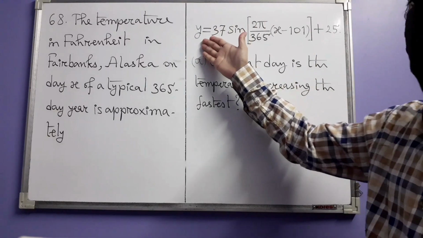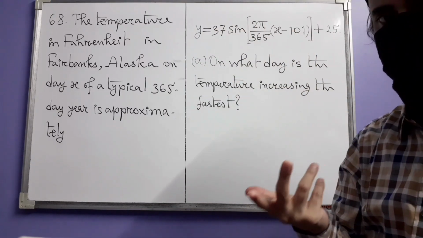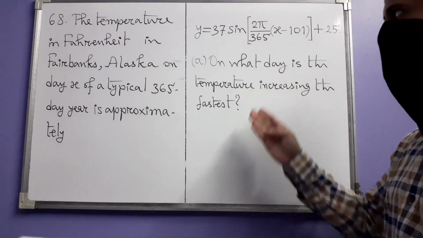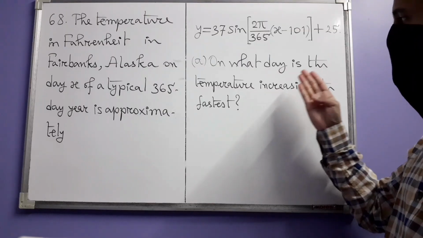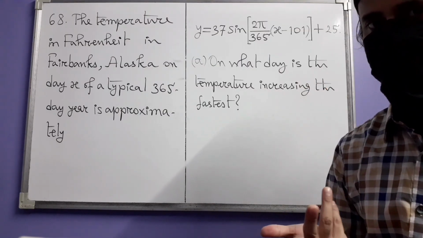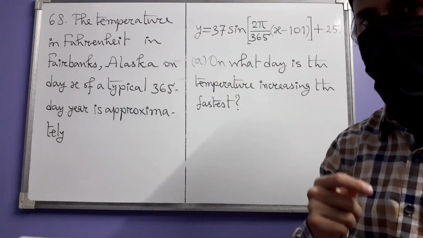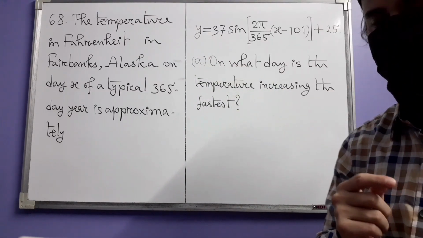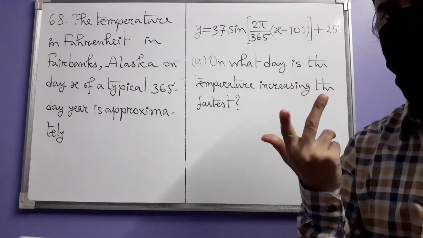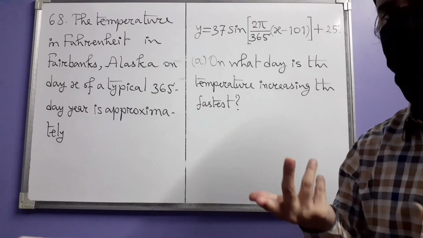So y is the temperature in degrees Fahrenheit and x is the day of a typical 365 day year. There are two parts to this problem. This is part A. On what day is the temperature increasing the fastest? So you understand what you have to do. You have to differentiate this with respect to x. dy dx is what you have to find. And then you have to say when that dy dx is the largest, because that will be the day when the temperature is increasing the fastest.